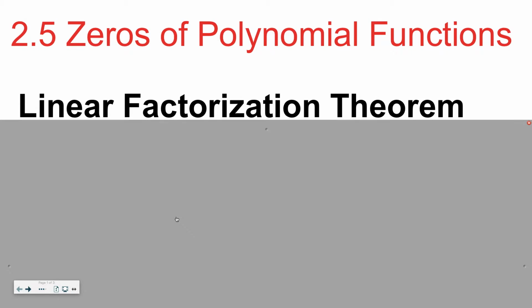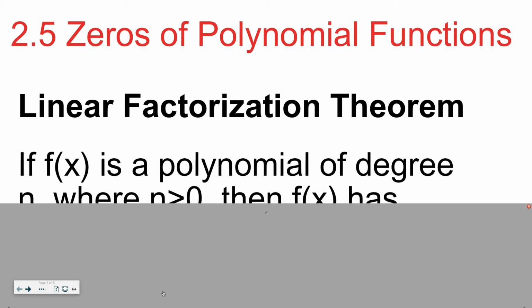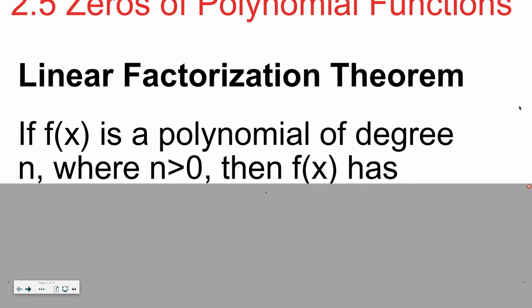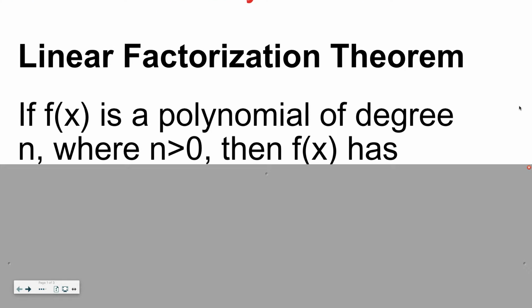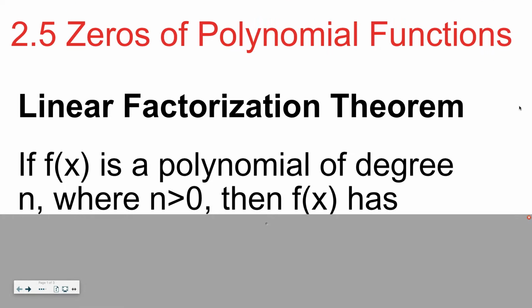Okay, if we have a polynomial of degree n, okay, so we're going to start 2.5 and we're going to finish 2.5 Monday and Tuesday.